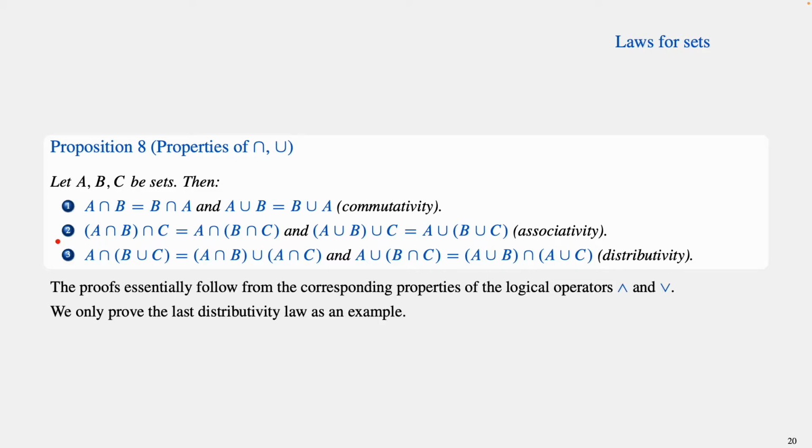And the proofs of these statements essentially follow from the corresponding properties of the logical operators, the logical and and the logical or. And proving all these properties in this lecture would take too much time, but for illustration I will just prove the last distributivity law here as an example. And the proofs for the other statements can be done in a very similar way.